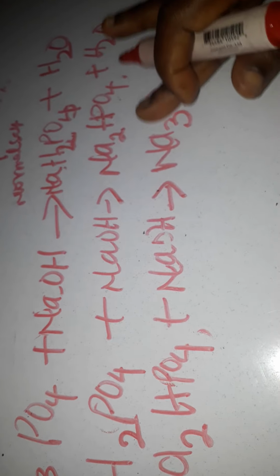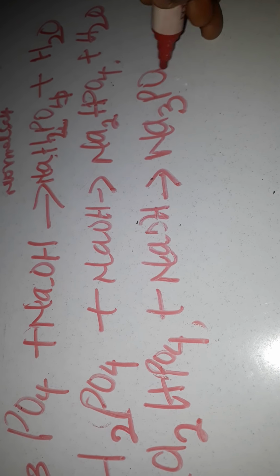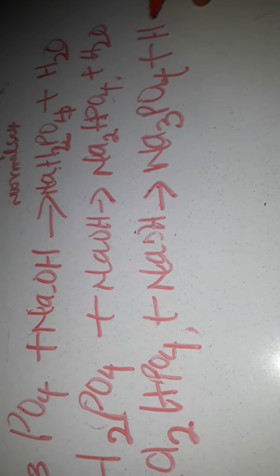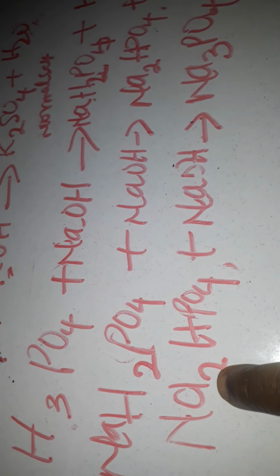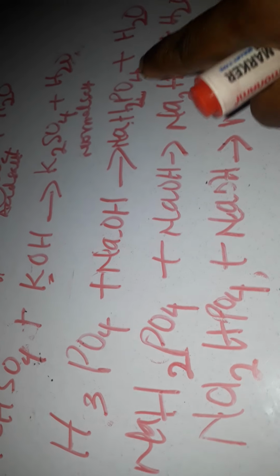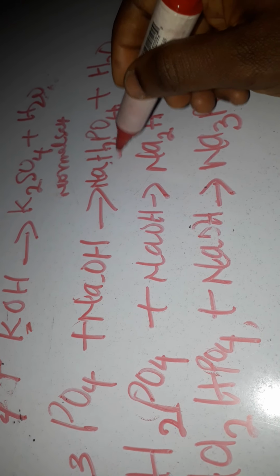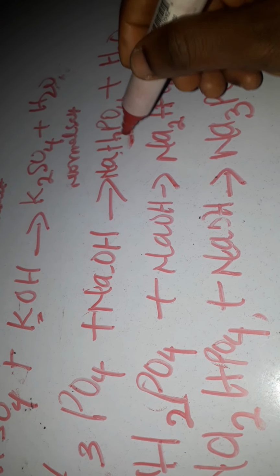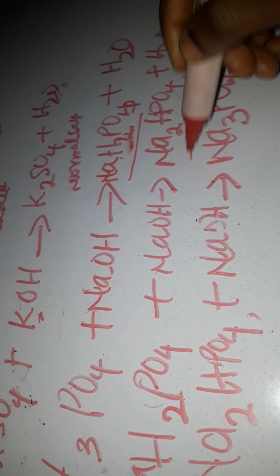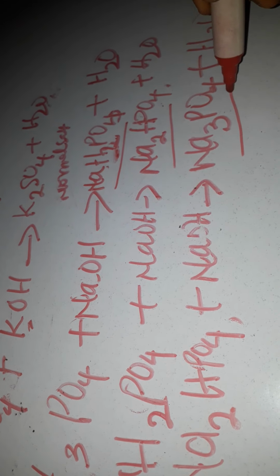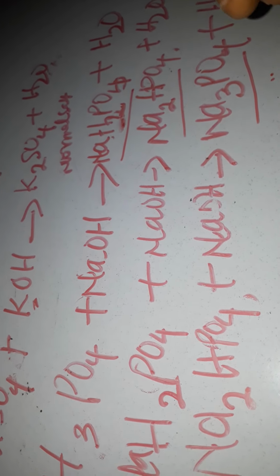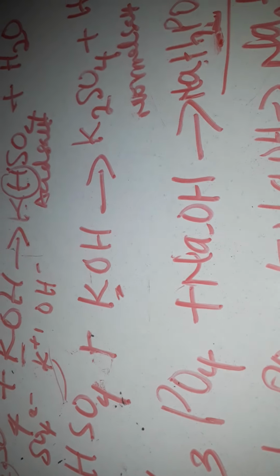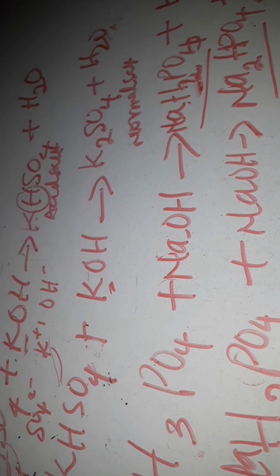Now lastly, you may end up having something like this. You will see that all the replaceable hydrogen ions have been replaced, but there was a partial replacement because of the presence of hydrogen here, traces of hydrogen. This is an acid salt, this is an acid salt, and this is a normal salt. So in the next video we are going to treat other types of acid.